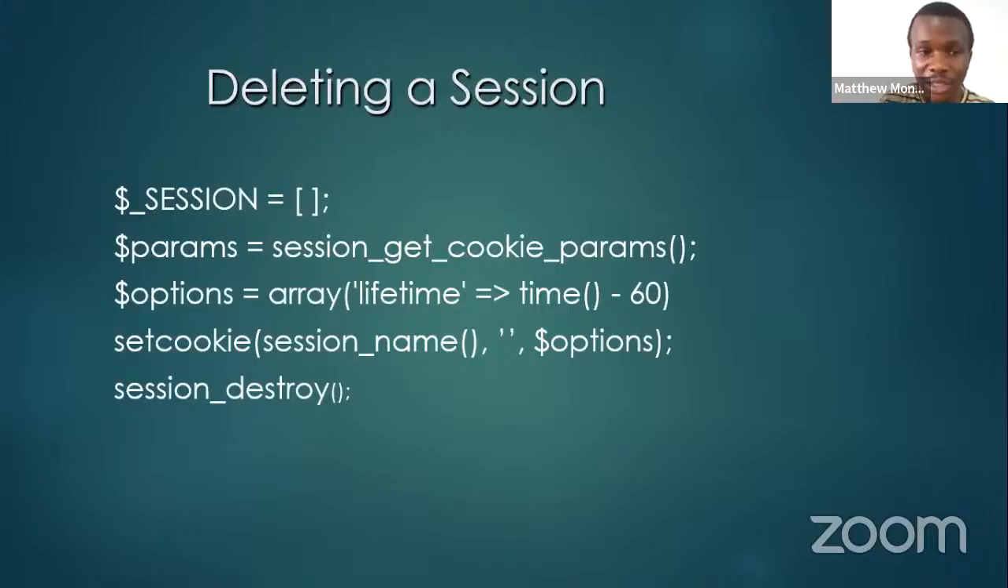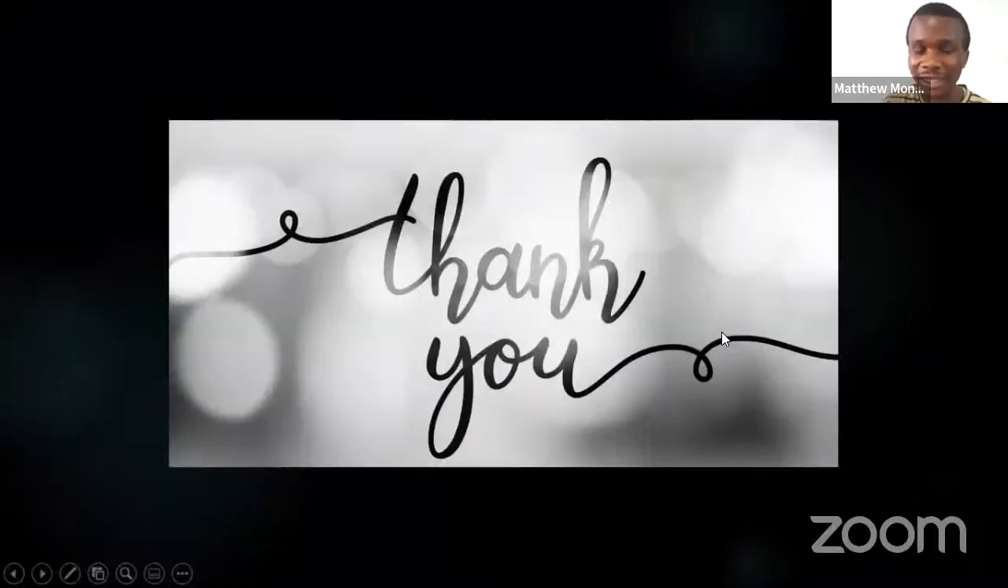Then lastly, you must call session destroy. The essence of calling session destroy is to delete the information from the server end. Because when you use the first option, which is to set it to an empty array, and the second option, which is to set the lifetime to a time in the past, you are only clearing the session from the client side. To destroy it completely, meaning any traces of that particular session ID on the server side, you use session destroy. So that is how you delete a session, as well as the cookie. You've learned how to do that.